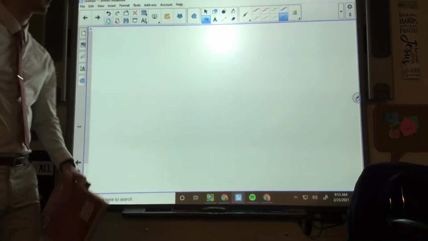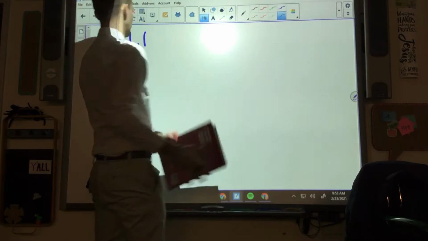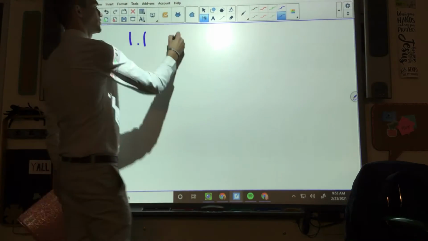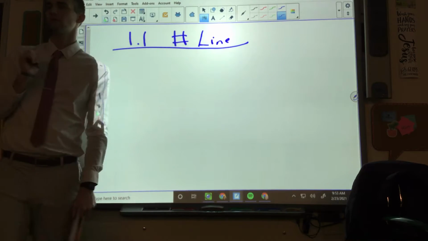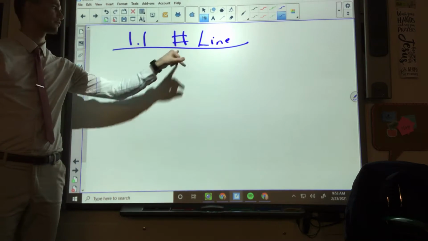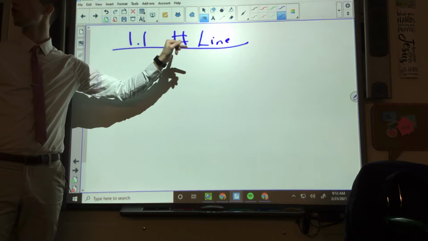Okay, 15. All right, 1.1. Oh, look at that. We're starting the beginning of a new chapter. This is the number line. Yes or no? Are we familiar with the hashtag symbol being number? I'm going to use it all the time.